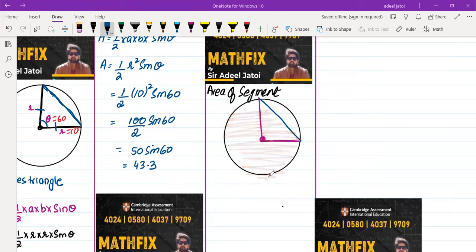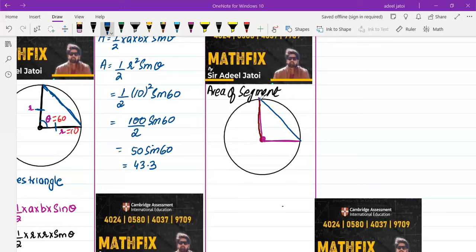Now, if you just look at this, this becomes your sector. If I subtract my area of the triangle from the sector, I will be getting only the unshaded part. That unshaded part is the minor segment, which I'm shading now.